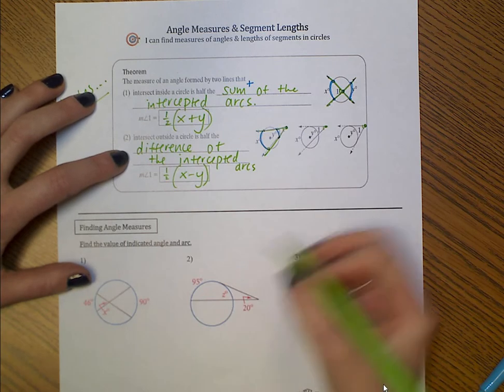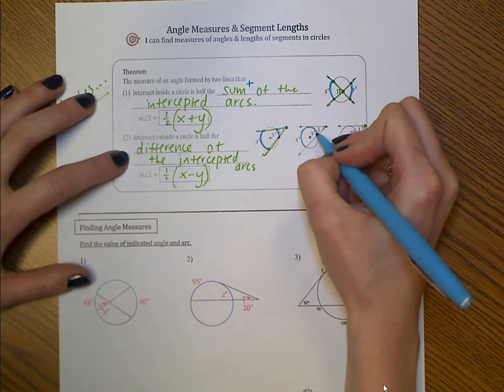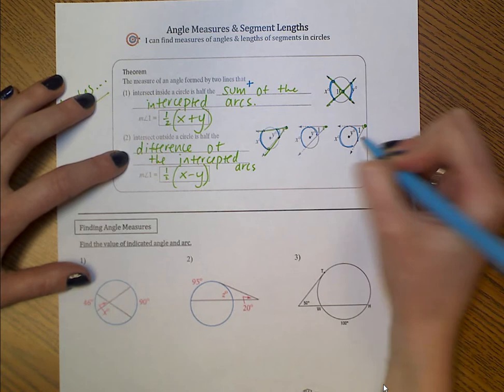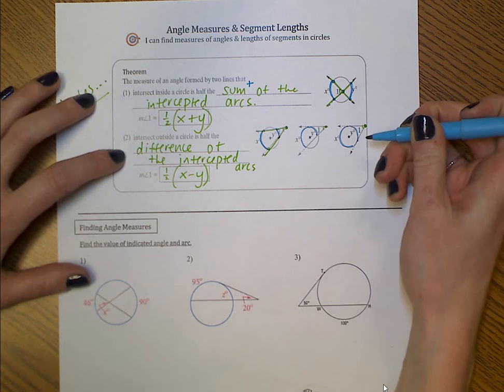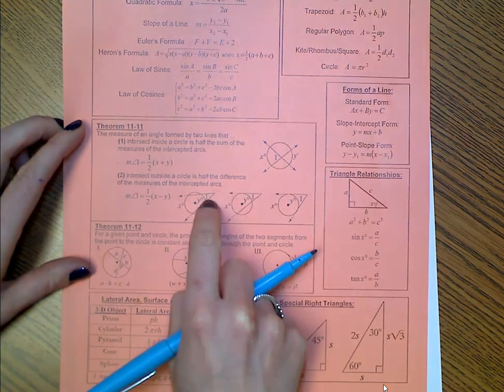It's the same idea for the other two cases. So I do big arc minus small arc, half of that. All right, and like I said, this exact thing is on your formula sheet. So it's just a matter of you being able to use that.